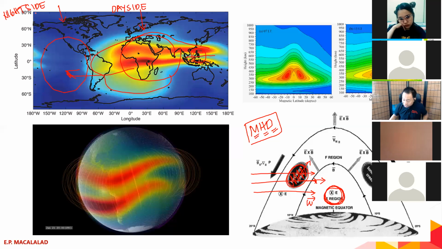Question po, sir. Yes, Ramon. Sir, di ba since mataas yung ionization dito sa day side natin compared sa night side, nasa north and south hemisphere? Hindi ba practical na maglagay ng satellite sa atin? Kasi since microwave transmission yung ginagamit natin. Yes, actually, since mataas yung ionization niya.